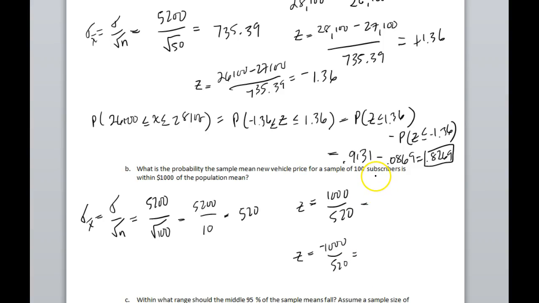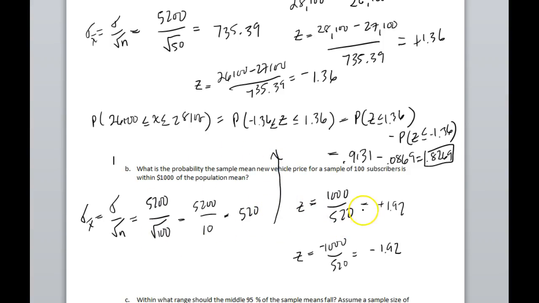And if we look on the z-table, we're going to get a positive 1.92, negative 1.92. I guess never mind, we don't look in the z-table yet. That's just a calculation. So 1.92, negative 1.92. Then we do the same procedure that we did right here.